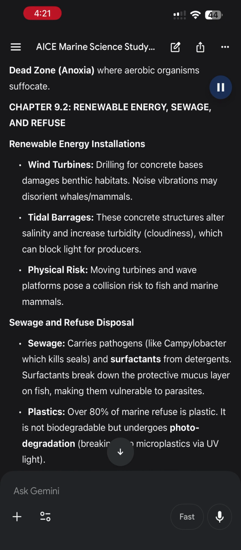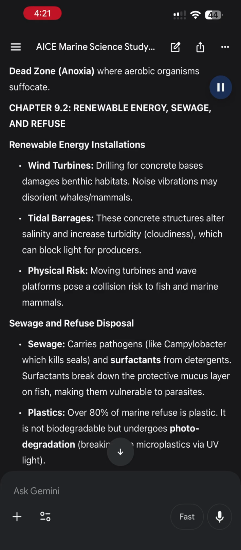Chapter 9.2, Renewable Energy, Sewage and Refuse. Renewable energy installations. Wind turbines. Drilling for concrete bases damages benthic habitats. Noise vibrations may disorient whales/mammals. Tidal barrages. These concrete structures alter salinity and increase turbidity, cloudiness, which can block light for producers. Physical risk. Moving turbines and wave platforms pose a collision risk to fish and marine mammals.